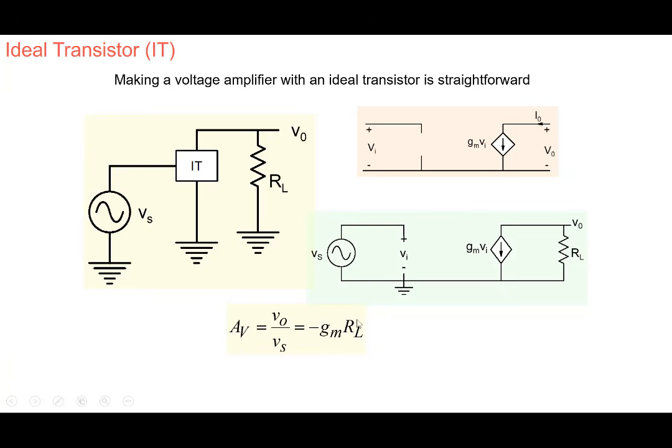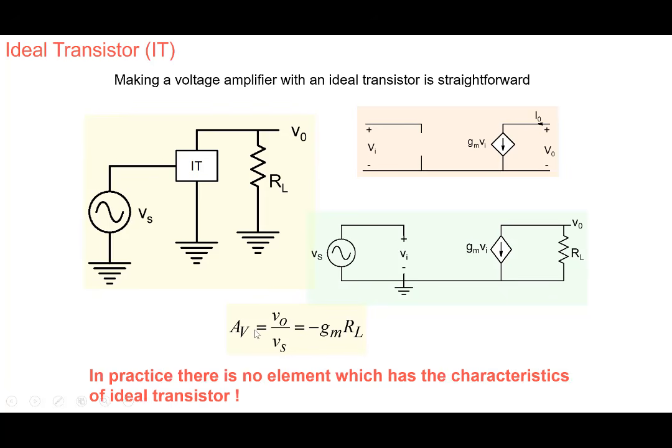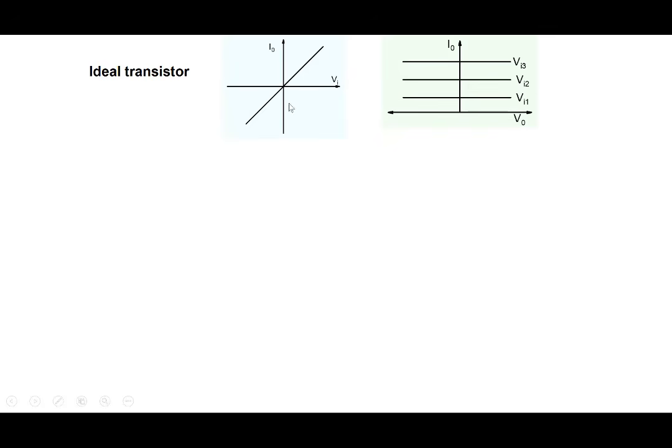And therefore, given a value of Gm, all you need to do is connect a suitable value of RL, and you'll get a gain which is greater than 1. The only trouble is that there is no element which has these characteristics of an ideal transistor. That's why we are calling it ideal. And so gradually, let's introduce some non-idealities into our transistor. So this is the ideal transistor. I0 is independent of V0 and only depends on Vi. And this is what is shown over here, a linear relationship.